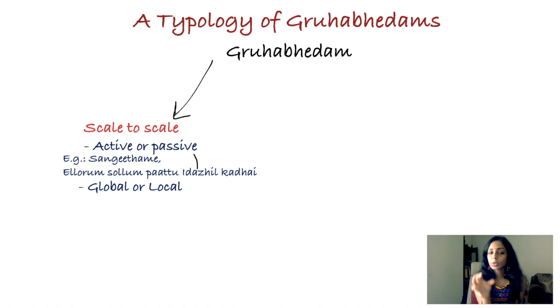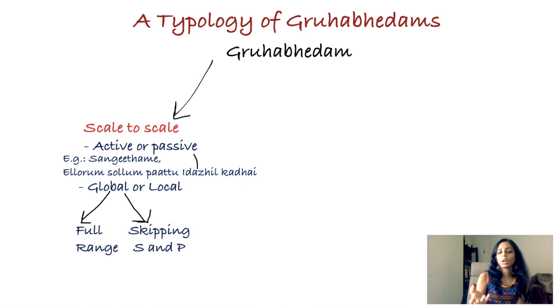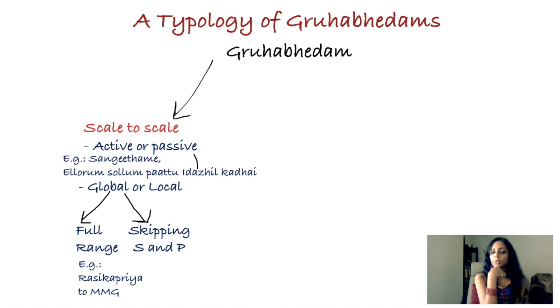And then there are, so that's what I call a global. And then there are cases where only a very small part or portion of the scale is used to do the Gruhabhedam. And within global, we can talk of two further types where you use the complete scale, the full range, and where you skip the sa and the pa. So the full range, the example would be what we just talked about, Rasikapriya to Maya Malavagola. Skipping the sa and pa, one example is Shubhapantuvarali to Hindolam.